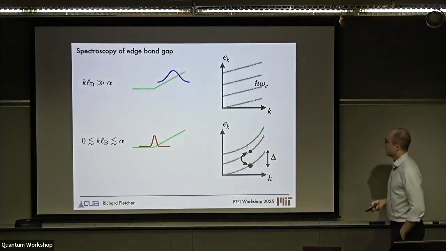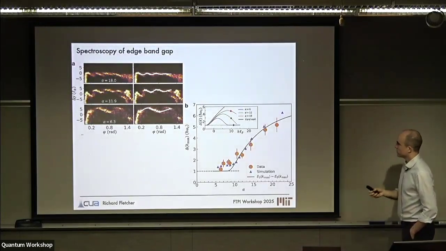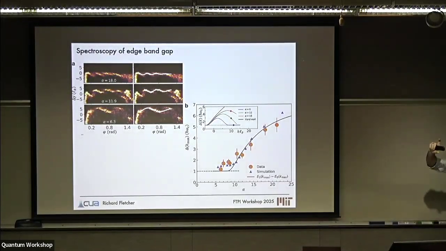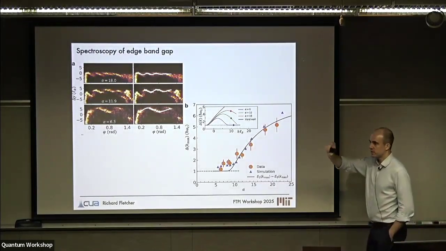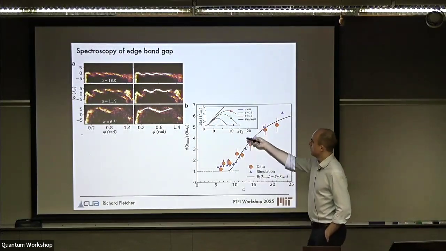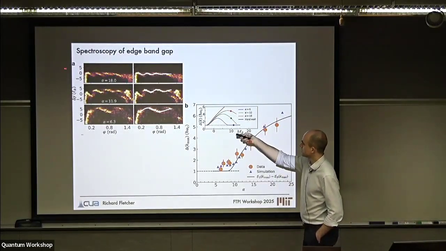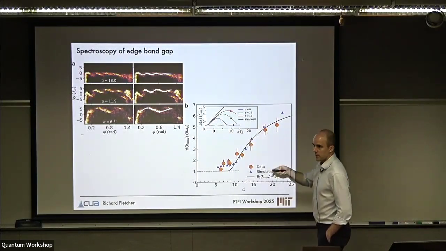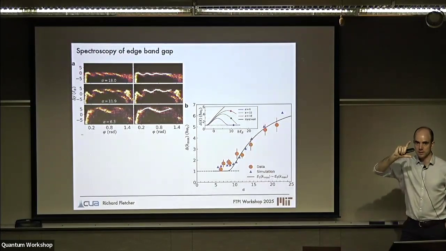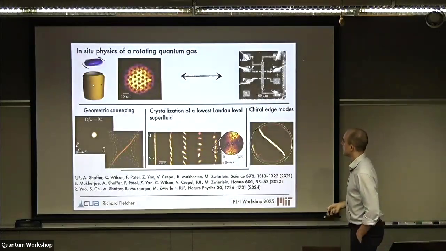I will gloss over this. Also, spectroscopy basically infers the splitting between the ground and the first excited edge band by looking at what's actually a dipole mode. As the particles propagate along the boundary, there's also a small radial oscillation, and that frequency basically tells you the splitting of the first excited edge mode.